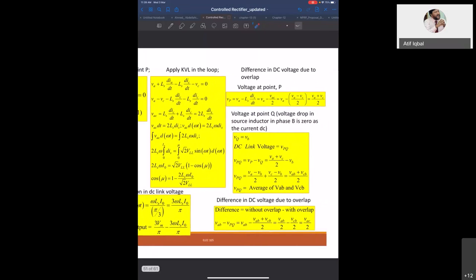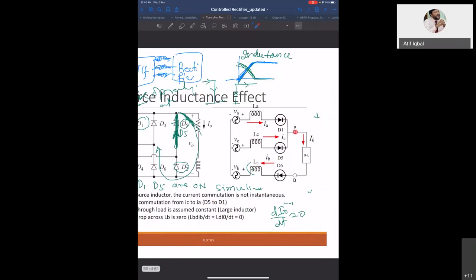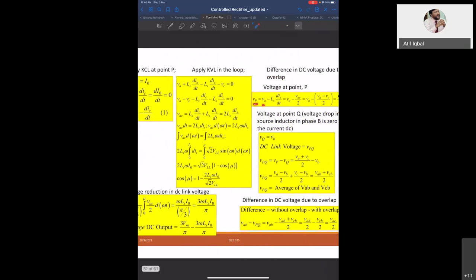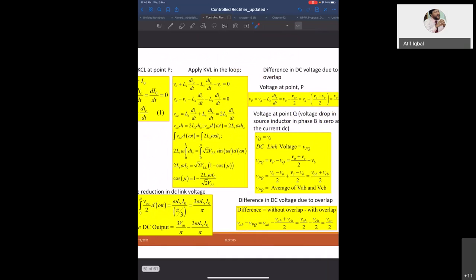Now, what is the difference in the DC voltage due to this overlap? To get that, we find the voltage at point P, then we find the voltage at point Q. So what is the voltage at point P? We apply KVL from here. Because these two are in parallel, they have the same voltage, so just consider one of them. So this is minus VA plus Ls di/dt. That will be the potential of P. So VP is VA minus Ls di/dt.